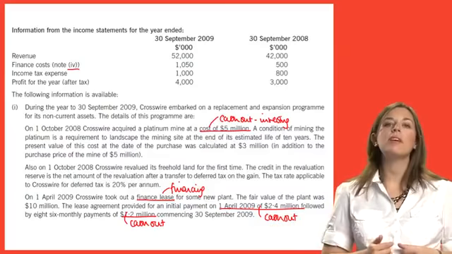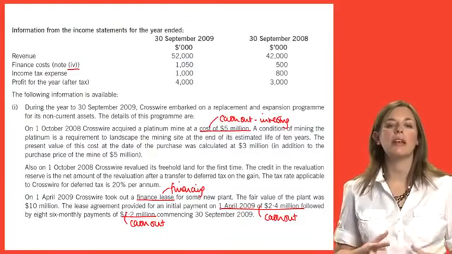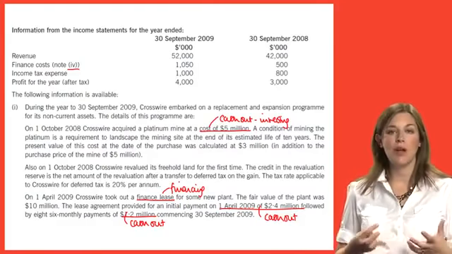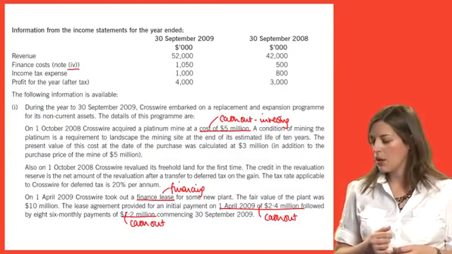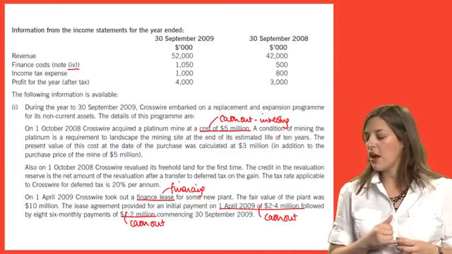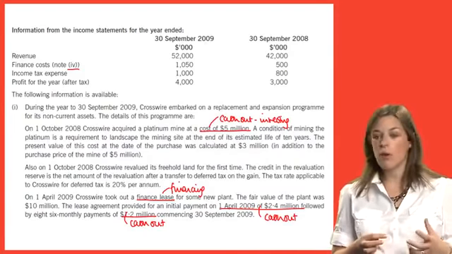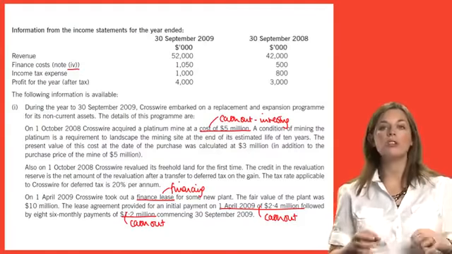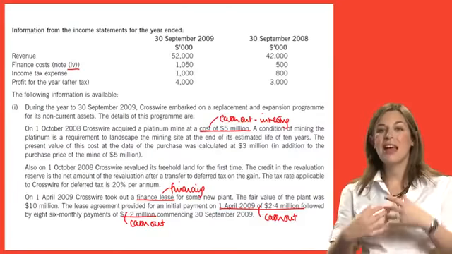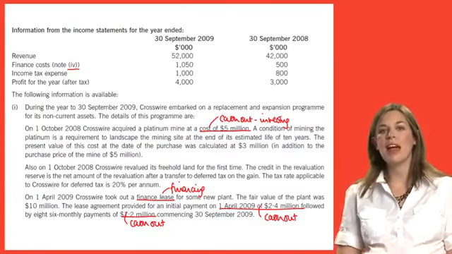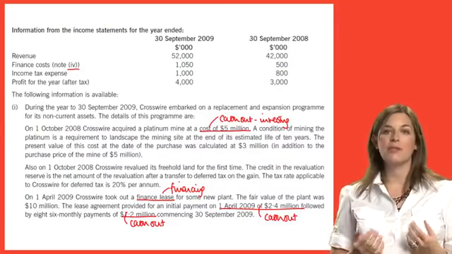And then if you have a read through, you'll see there are quite a few other little sections or some explanation of some of the other things that are going on in this company. So you'll notice here, on the 1st of October, Crosswire acquired a platinum mine at a cost of 5 million. Cost, how much did I actually spend on it? That's my cash outflow. That's what I need for my cash flow statement.